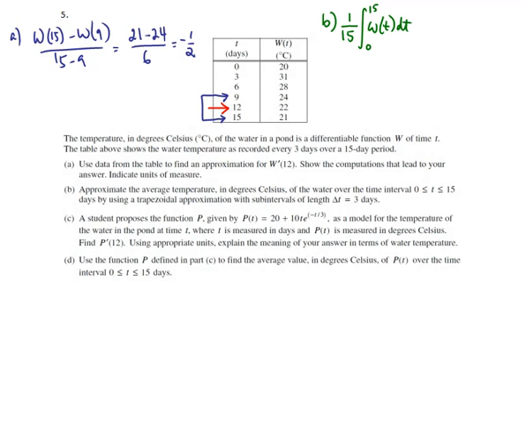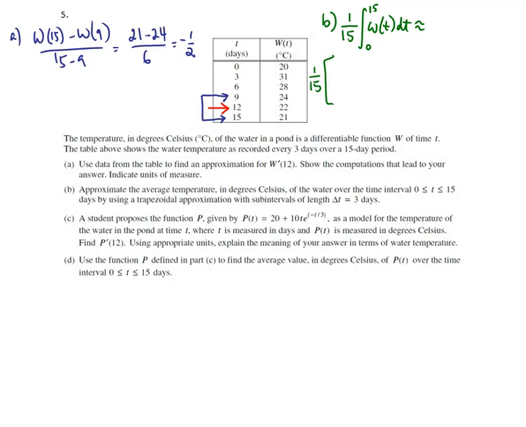Now we don't have a function for W of t, so there's no way that we can find the antiderivative of that. So what we're asked to do here is to use a trapezoidal approximation with subintervals of length delta t equals 3 days. So we can only approximate the average value of that function.